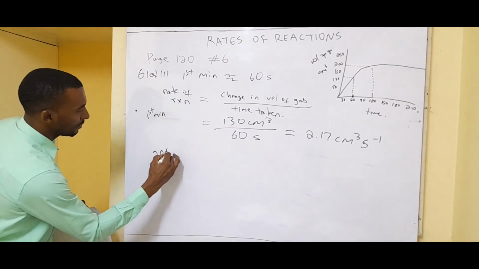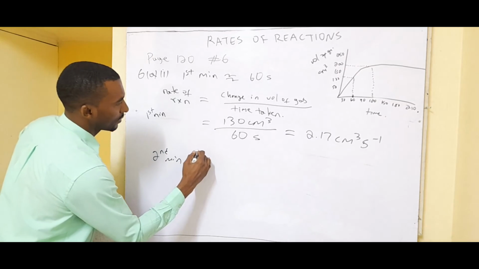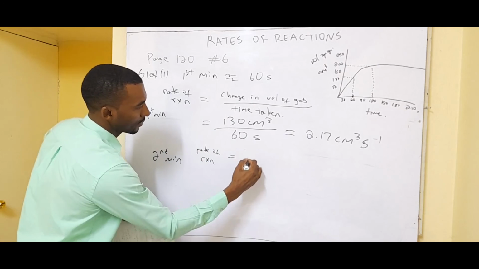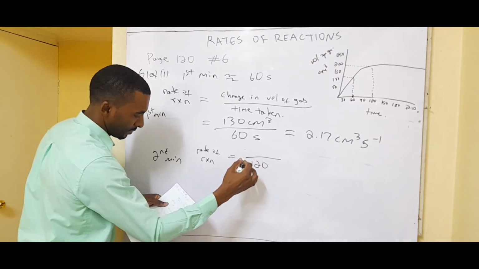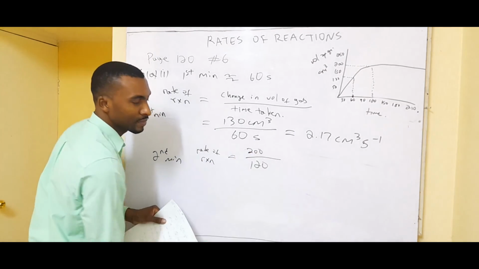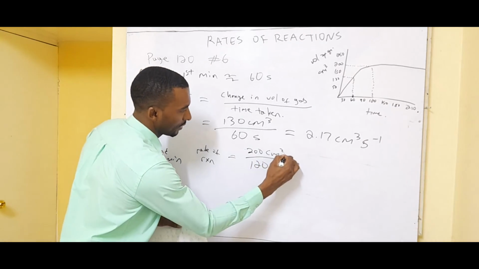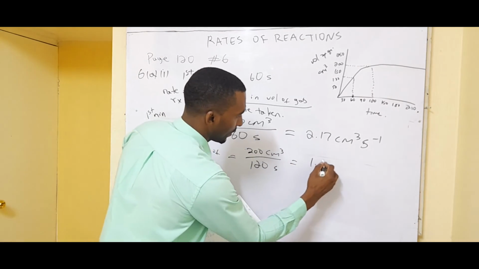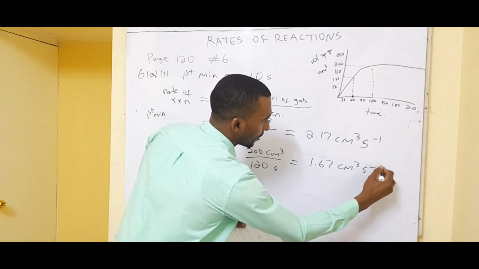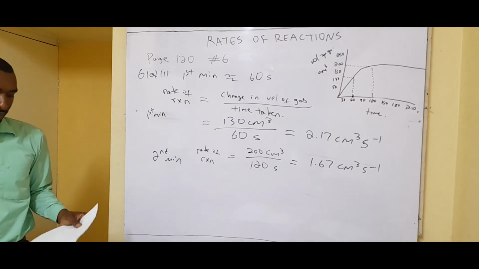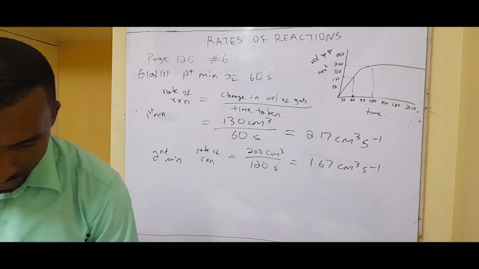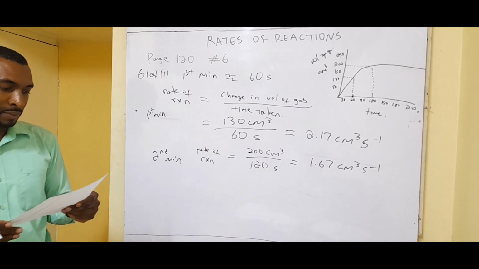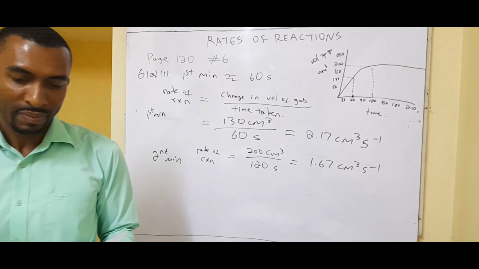At the second minute, this is going to be over 120. I got approximately 200 cm cube of gas. This gives 1.67 cm cube per second. Right? So after we do the calculation in part A1, that's two marks.